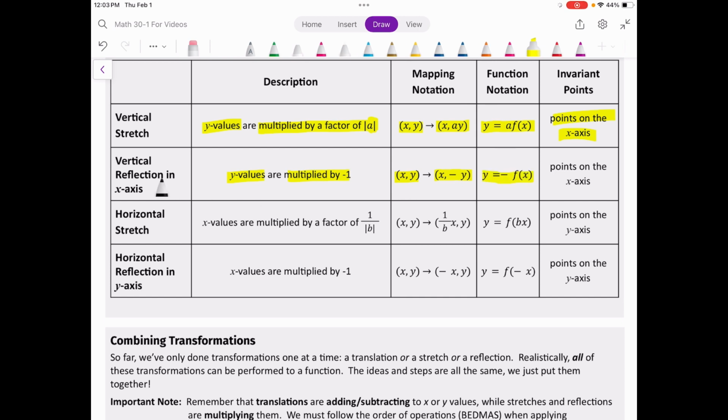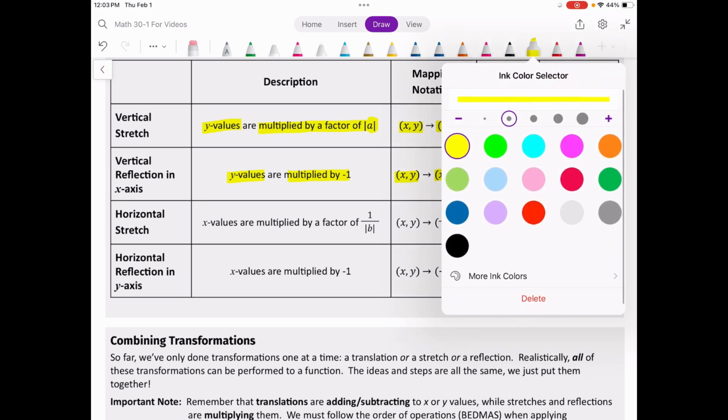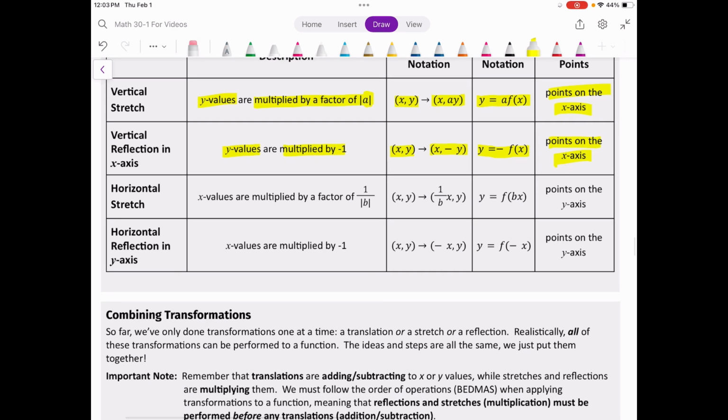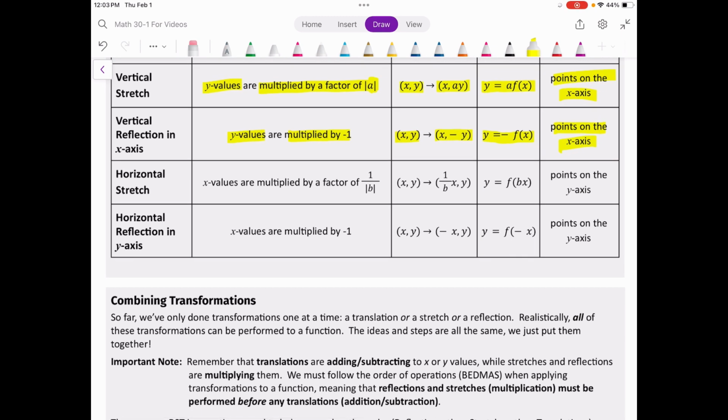For a vertical reflection, that just means our a is negative, right? So y equals negative f of x. y used to equal something, now it's equal to the negative version of that, right? If it was positive, that means it's now negative. If it was negative, it's now a negative negative, so it's a positive, right? Same invariant points, because it's really the same thing happening. Making 0 negative, it still leaves it as 0, right? Just -0 doesn't really make sense. There's just 0. It's not negative, it's not positive, okay?